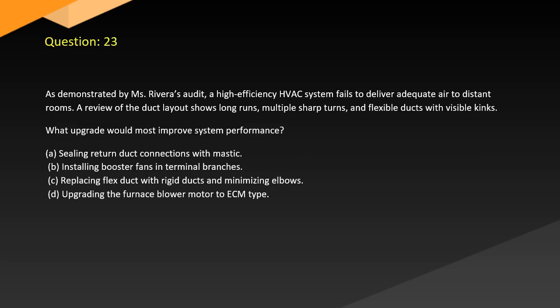Question 23. In Rivera's audit, a high-efficiency HVAC system fails to deliver adequate air to distant rooms. Review of the duct layout shows long runs, multiple sharp turns, and flexible ducts with visible kinks. What upgrade would most improve system performance?